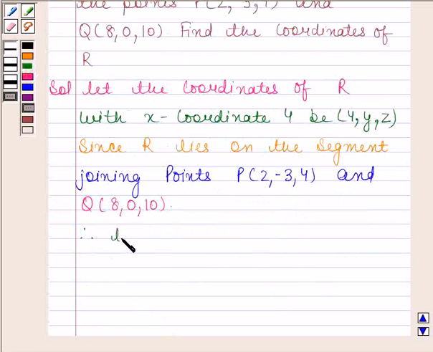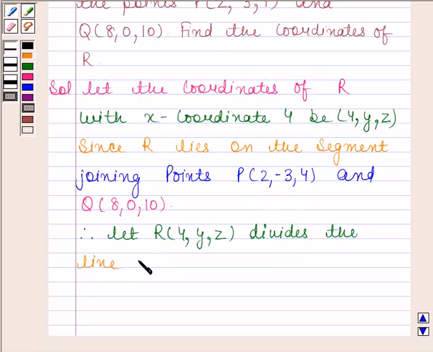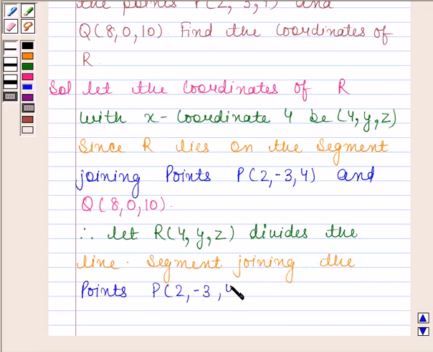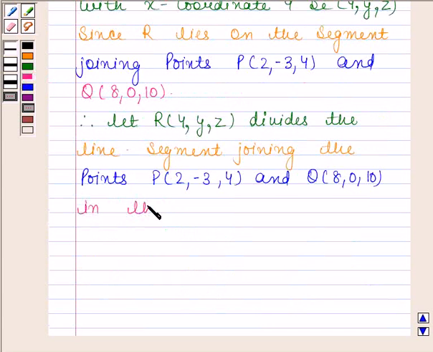Therefore, let R having coordinates 4, y, z divide the line segment joining the points P having coordinates 2, minus 3, 4 and Q having coordinates 8, 0, 10 in the ratio k is to 1.